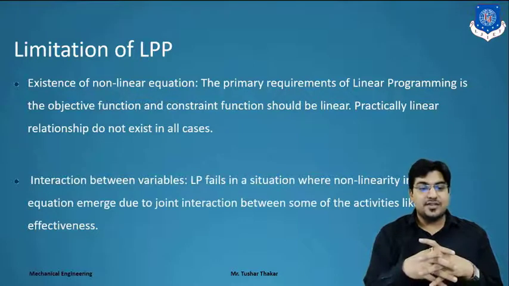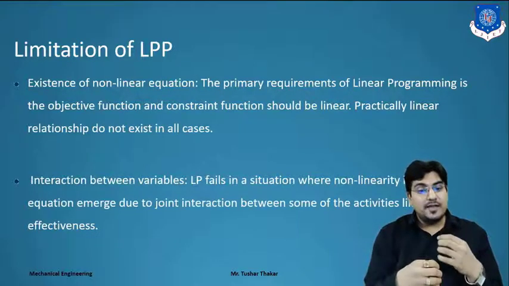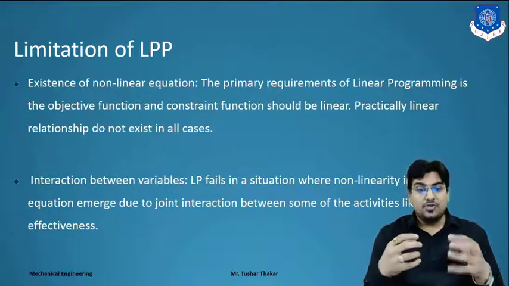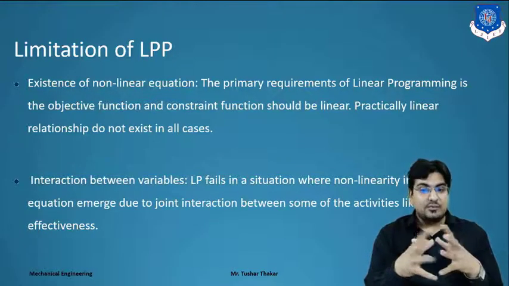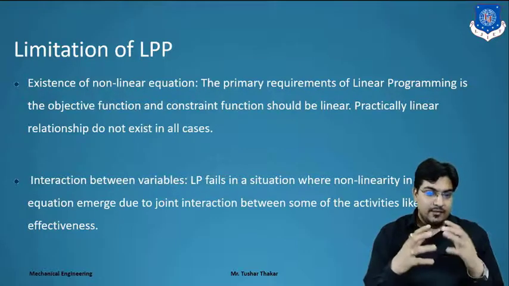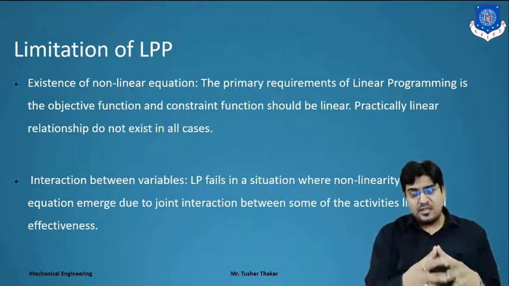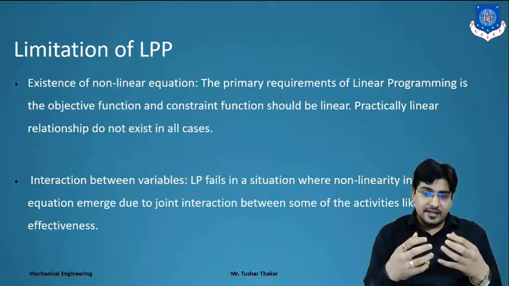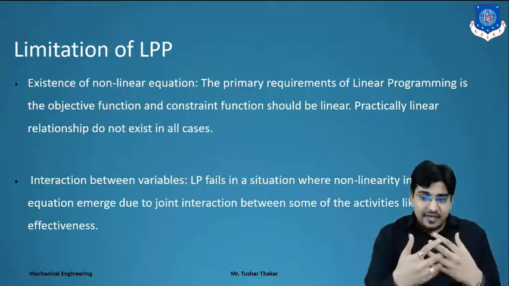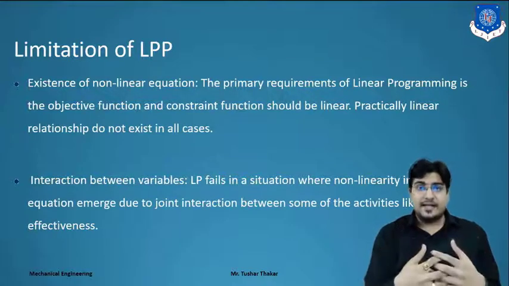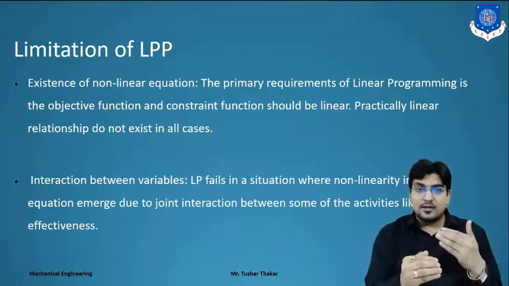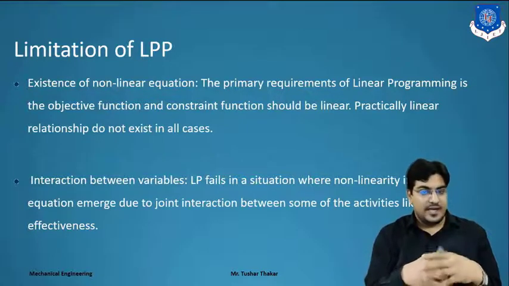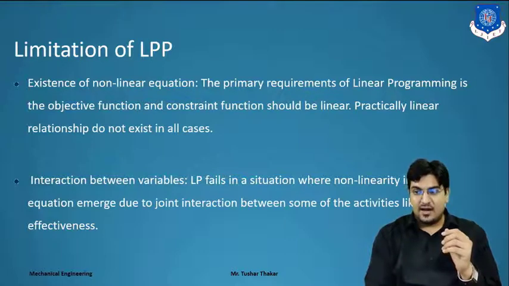The second one is interaction between variables. LP fails in the situation where non-linearity in the equation emerges due to the joint interaction between some of the activities, like total effectiveness. It means when you have interaction between two variables or some activities, and you have to club those activities, it will not give an appropriate solution. Right? So it's a disadvantage of LPP.